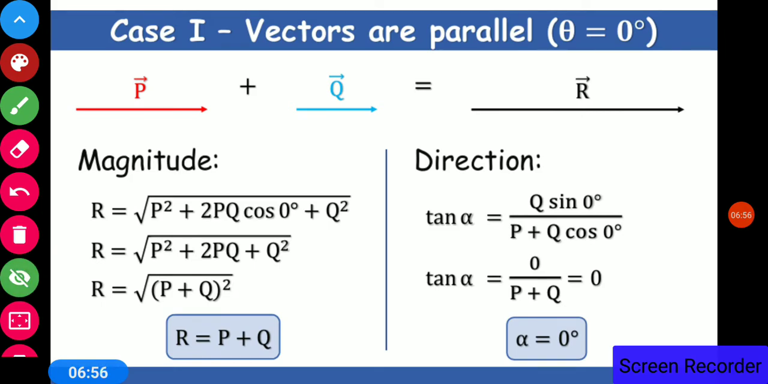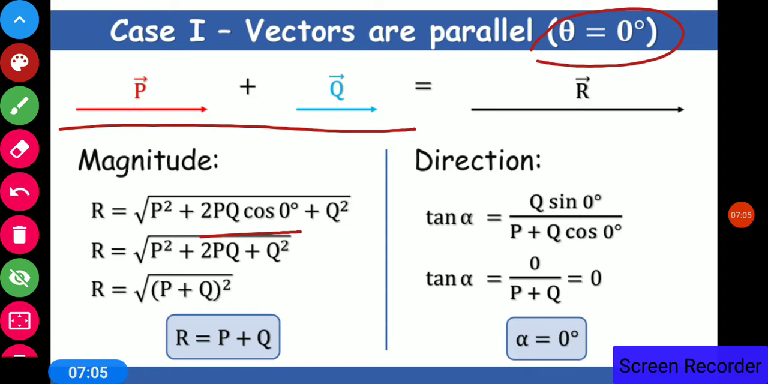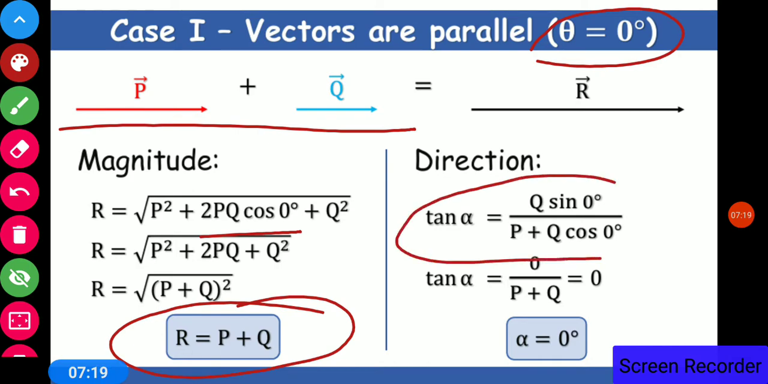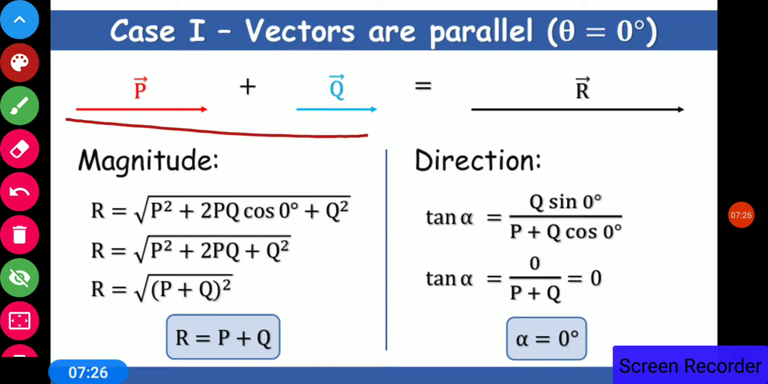Now case 1. If the two vectors are in the same direction, or when the angle between the two vectors is 0, that is theta is 0, then in place of theta we can write cos 0, and cos 0 is 1. So the result we get is R is equal to P plus Q. It means if they are in the same direction, their magnitudes are simply added, and for the direction of the resultant, by putting theta 0 in the expression, we get alpha is 0. So when both vectors are in the same direction, their magnitudes are simply added and the result is in the same direction.